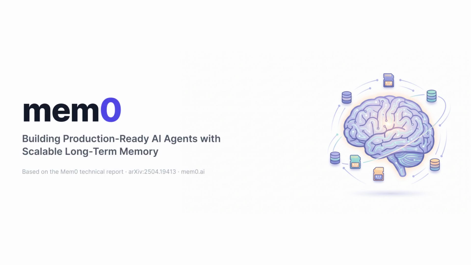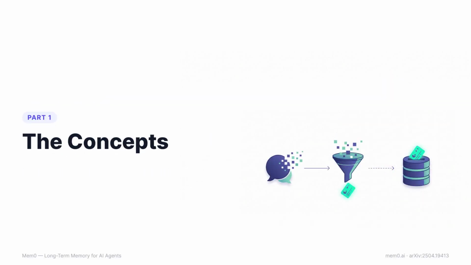Mem0, the memory layer that lets AI agents truly remember. Part 1. The concepts. Why AI agents forget and how Mem0 fixes it with a dedicated memory architecture.